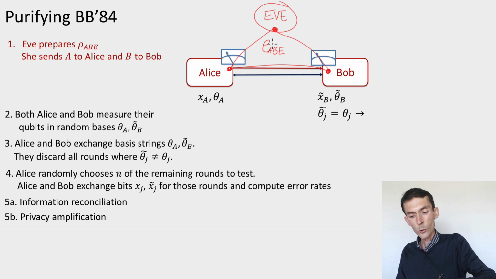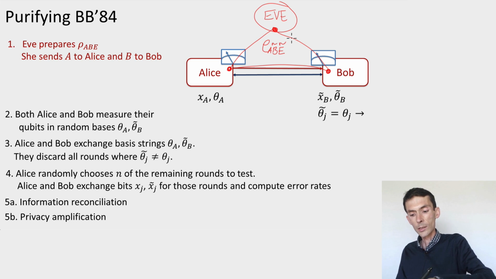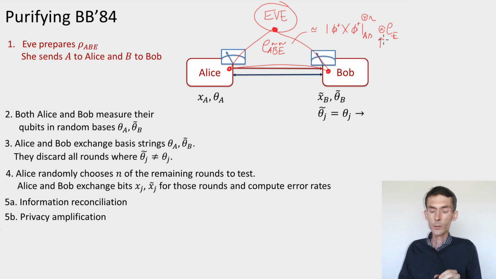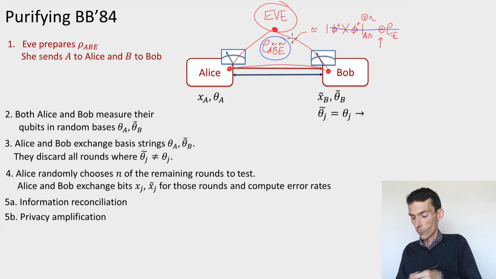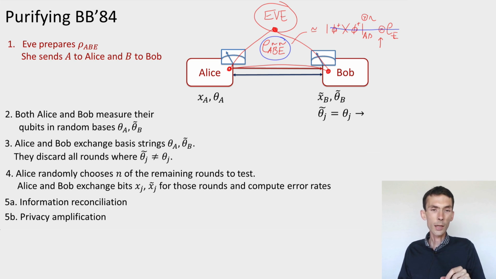The A system is supposed to be made of n qubits, and ideally Eve would have prepared this state into a tensor product of n copies of phi plus on A and B, tensored maybe with some side information that is uncorrelated, that she'd want to keep. Of course, we don't know that this is the case, and in this protocol I'm allowing Eve to prepare any kind of state rho ABE. It might be in this form, might not be. Alright, that's the first step of the protocol. The remainder is exactly the same.